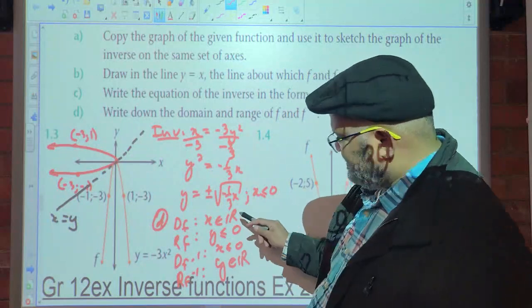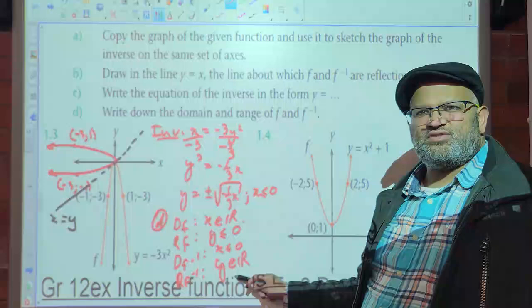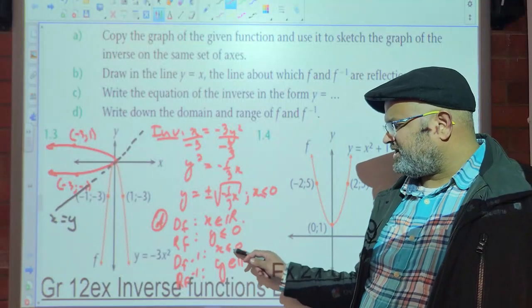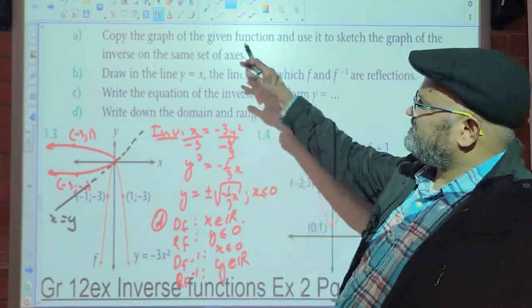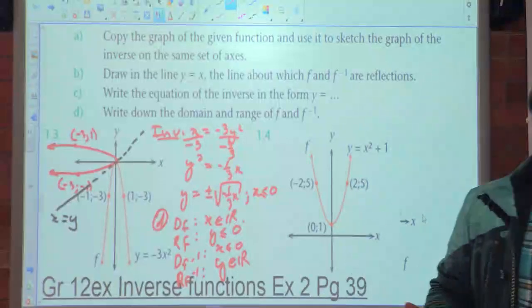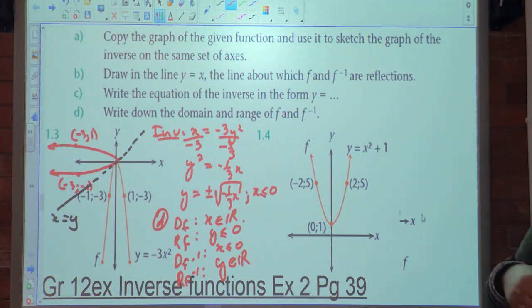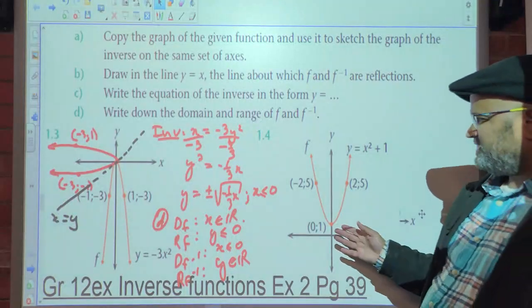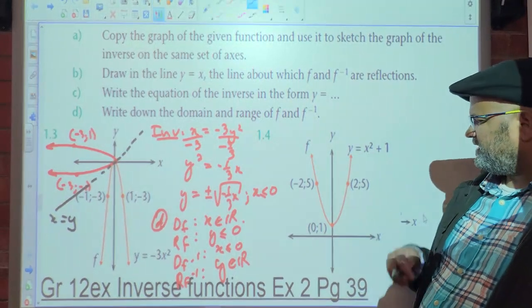What do you notice? The domain of the function becomes the range of the inverse function. Can you see that? So the range of the function becomes the domain of the inverse function. You couldn't have seen it in the previous two because the domain and the range were both x an element of all real numbers and y an element of all real numbers. Okay. Let's look at the next one. This is not part of your coursework, but I said I was going to do it anyway.